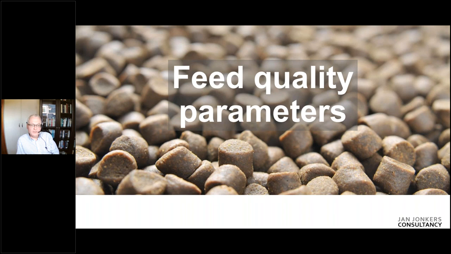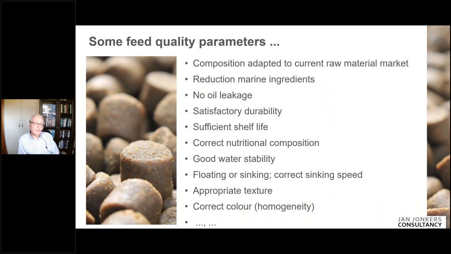Then the next section is about feed quality parameters. There are a lot of different feed quality parameters. A long list here. The list can even be longer. If you look at a few of these parameters: no oil leakage, durability we already discussed, sufficient shelf life, no microbial growth, things like this. And also if you have control over these parameters, if you have a good control over the quality, then you could also become more flexible with the composition, the formulation of the feed.